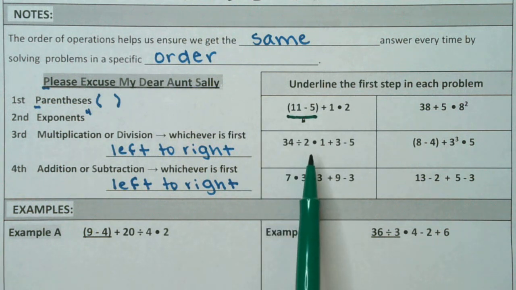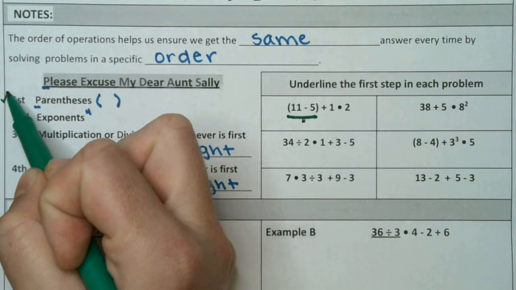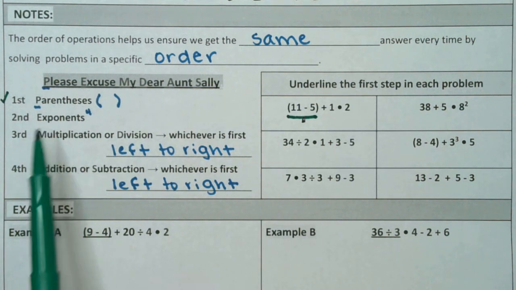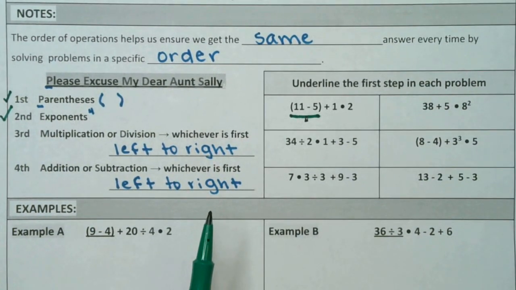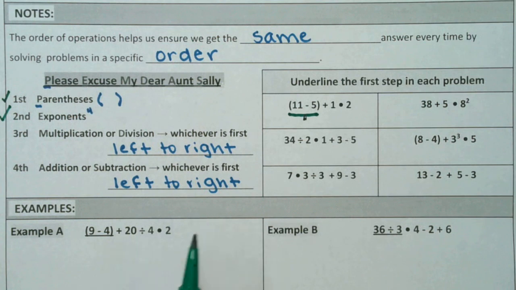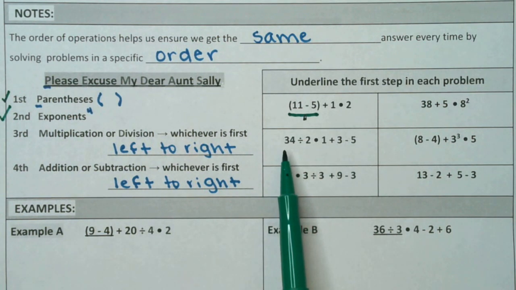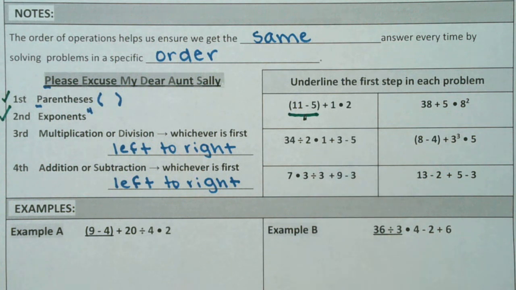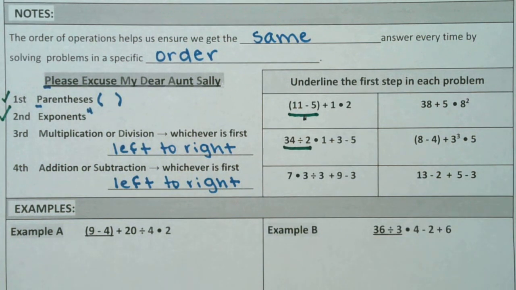Let's take a look at the next one. All right, we'll go to our checklist. Are there any parentheses? Nope. Now I'm going to look for exponents. Oh, I don't see any exponents either. Now I'm going to look for multiplication or division, whichever comes first. So I see division and multiplication. Let's read it out loud and see which one I say first. 34 divided by 2 times 1 plus 3 minus 5. I said division first, so that is our most powerful operation.